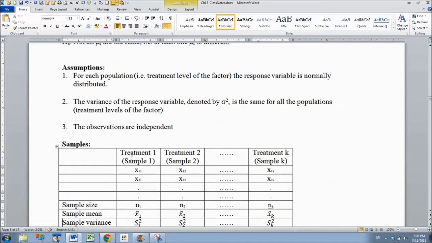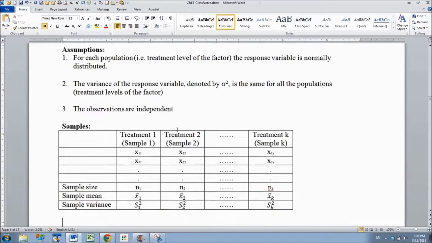So what we have now is K samples: sample 1 from treatment 1 for the factor, sample 2, and sample K. Now we summarize each of these samples with n sub 1, n sub 2 through n sub k denoting the sample sizes, x bar sub 1, x bar sub 2, and so on, representing sample means, and s squared sub 1, s squared sub 2, representing the sample variances.